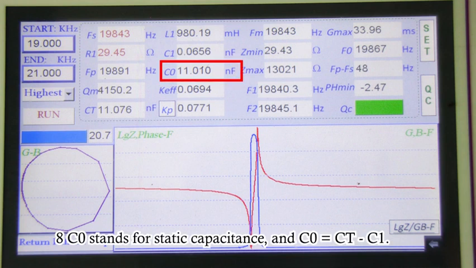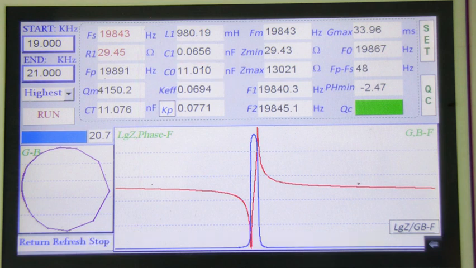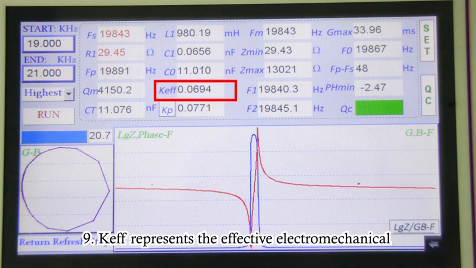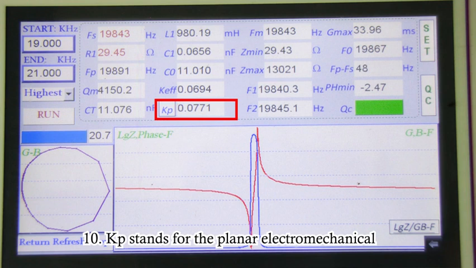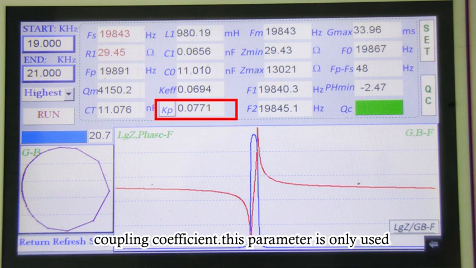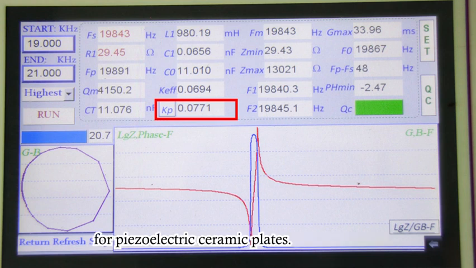8. CO stands for static capacitance, and CO equals Ct minus C1. 9. Kef represents the effective electromechanical coupling coefficient. 10. Kp stands for the end-plane electromechanical coupling coefficient. This parameter is only used for piezoelectric ceramic plates.